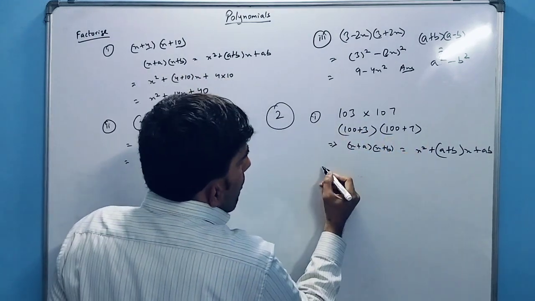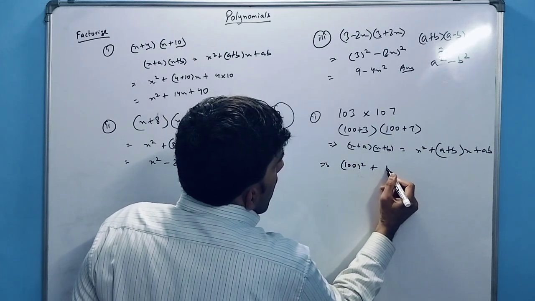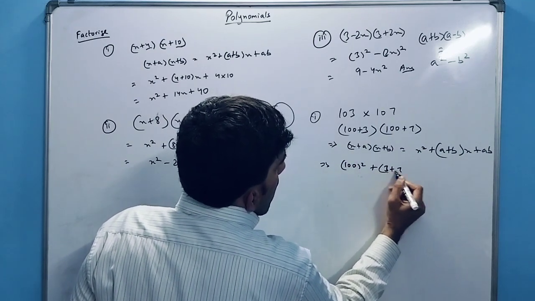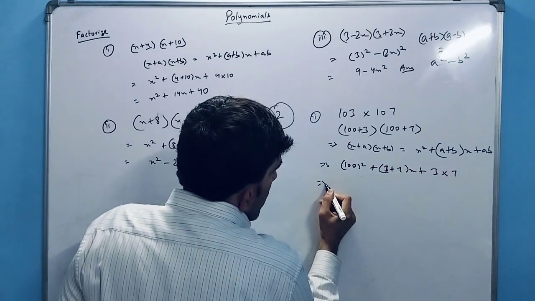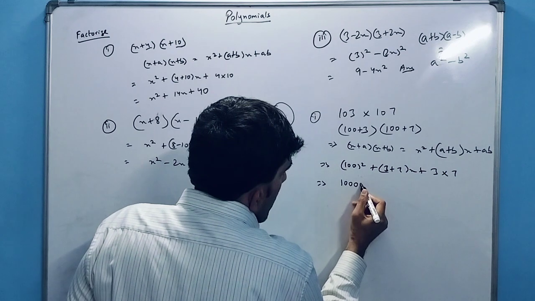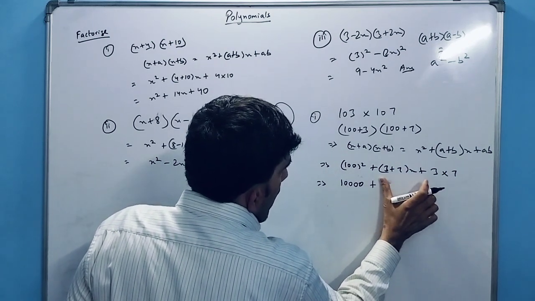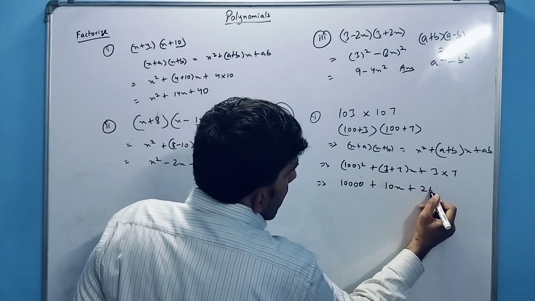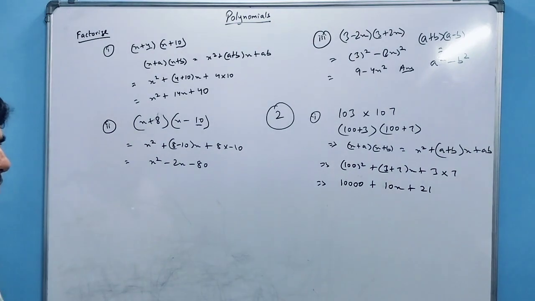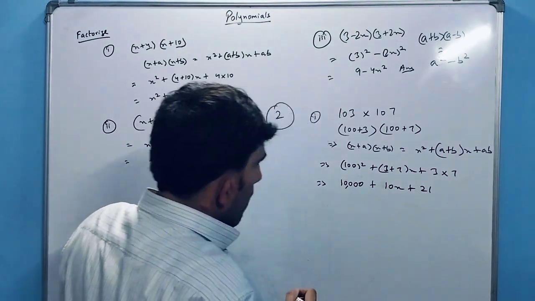(x + a)(x + b), that is 100 square plus (3 plus 7)100 plus 3 into 7. So I got my answer, that is 10,000 plus 1000 plus 21. Okay, so right, we can solve like this.